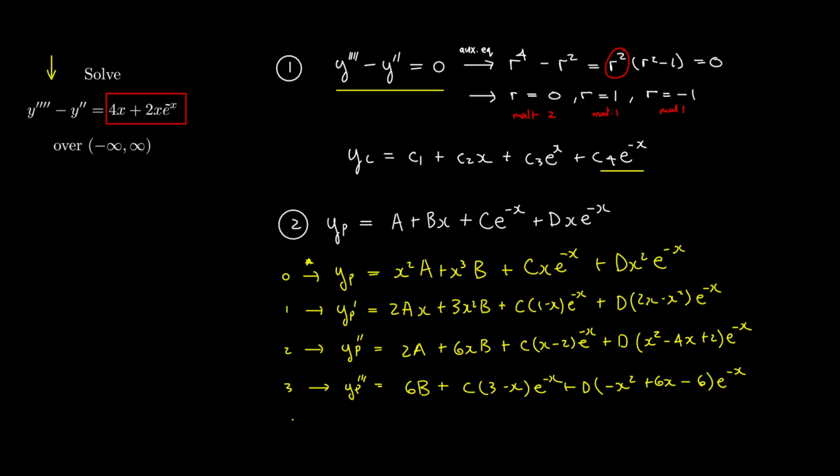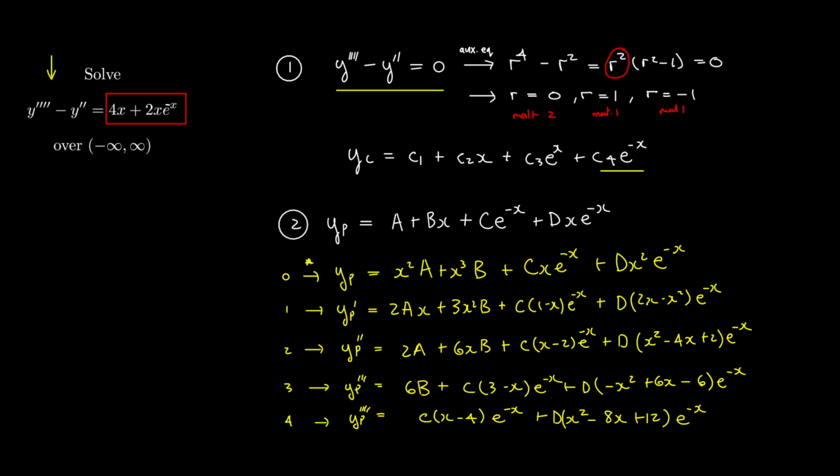And lastly, we have here the fourth derivative. Fourth derivative here will just be, okay, so now the last constant falls away, so we get c times x minus 4 e to the negative x plus d times x squared minus 8x plus 12 e to the negative x here.